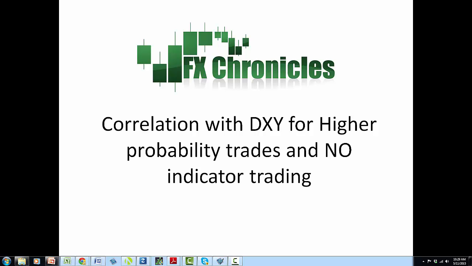It can give you perhaps another enhancer, like help increase probability in the way that you're thinking about trading a currency pair using the US dollar. And if anything else, you learn something new, right? So let's dive right into this.